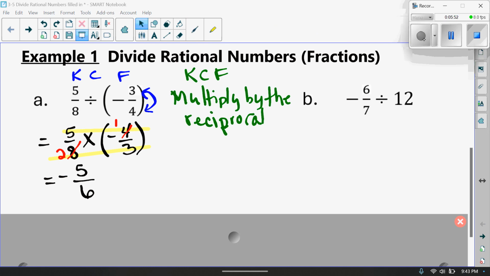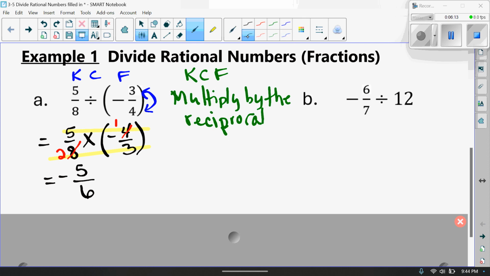Now for example B, we've got a negative 6/7 divided by 12. If you want to try it on your own before doing it with me, you can press pause and then do it on your own. So here, again, when we're dividing fractions, we're going to keep, change, flip. So the division is going to become multiplication.